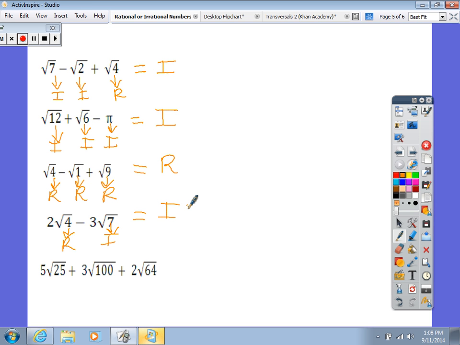And then the last example, remember, we're not really going to look at the coefficients. The square root of 25, well, that's rational. Square root of 100 is also rational. The square root of 64 is also rational. So as long as no number is irrational, then your whole answer will be rational. Once again, we are predicting what the answer will be. We're not trying to solve for the actual answer.